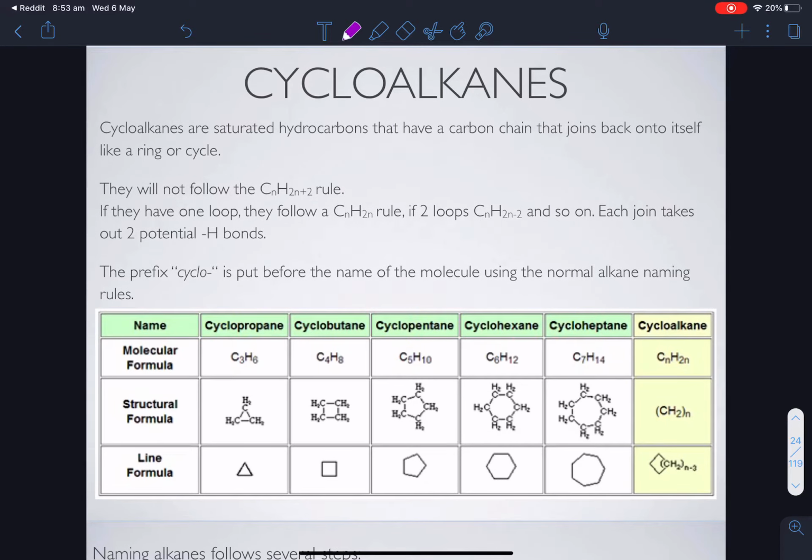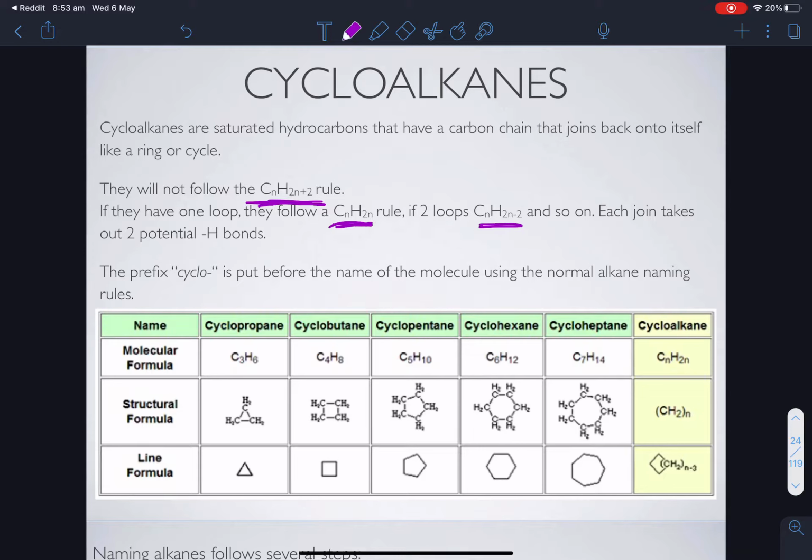Now, there's something also called cycloalkanes, and remember we talked about cyclic compounds before. These are just alkanes, they're saturated hydrocarbons, but their carbon chain, instead of being straight, loops back on itself. So we call this a ring or a cycle. So these do not fit the CnH2n plus 2 rule, okay? Because they don't have those n carbons. If they have one loop, they follow the CnH2n rule, and with 2 loops, we lose 2 extra hydrogens and so on. But it's very unusual that they're going to give you any of those.